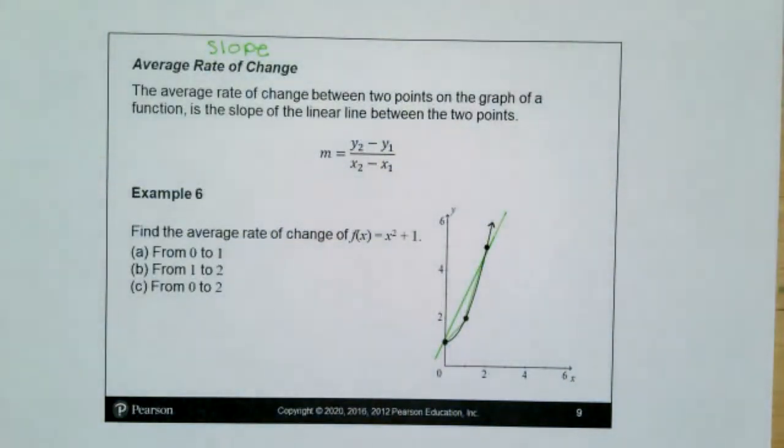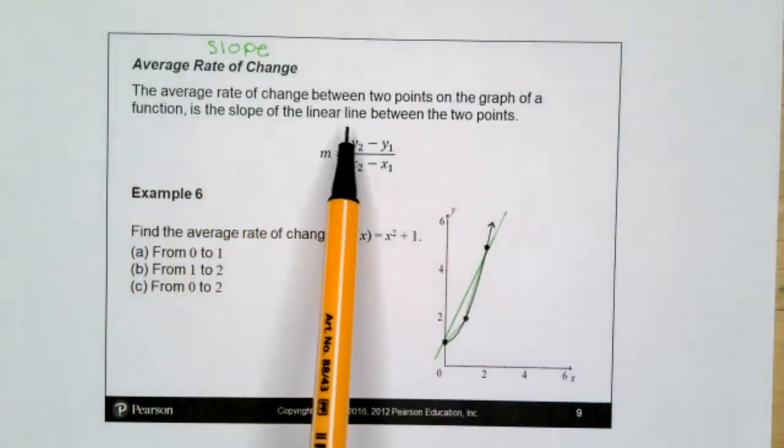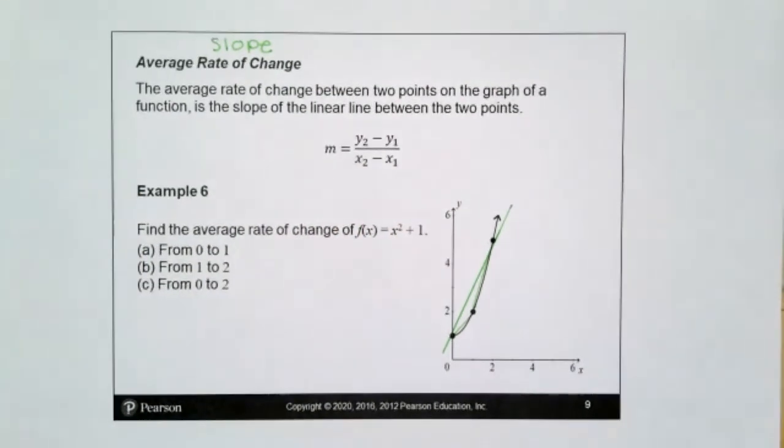Good. All right. If we think about a line being drawn between those 2 points on the function, what would the slope of that line be? The average rate of change between 2 points on the graph of a function is the slope of the linear straight line between the 2 points. M equals y sub 2 minus y sub 1 divided by x sub 2 minus x sub 1. So exact same slope formula that we used in previous units.